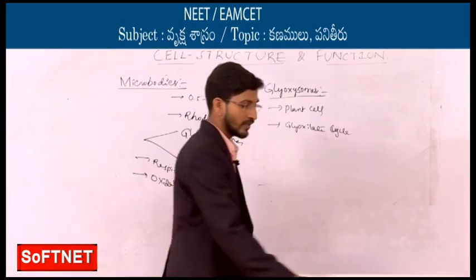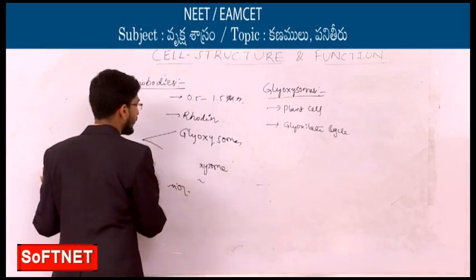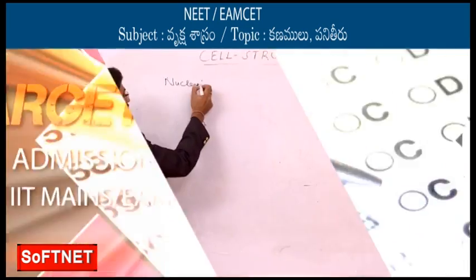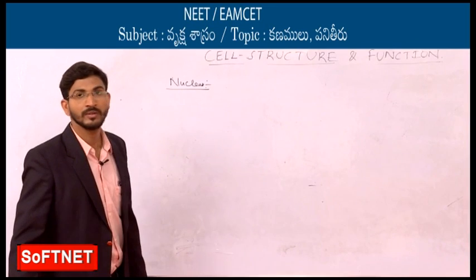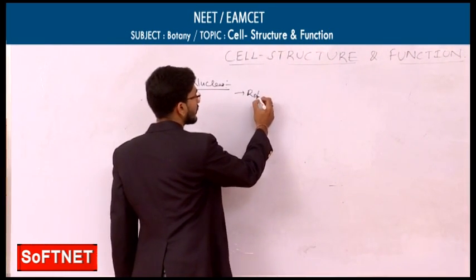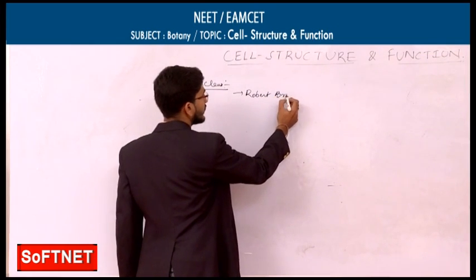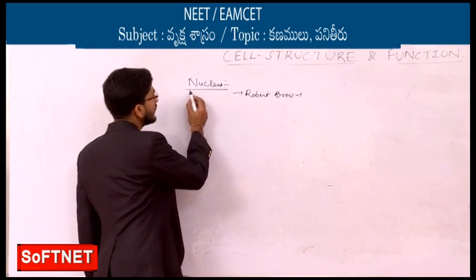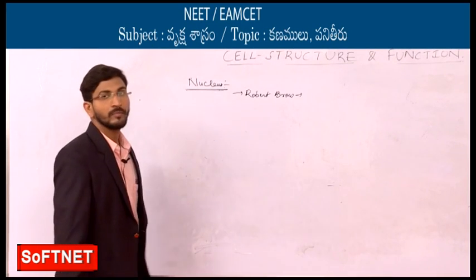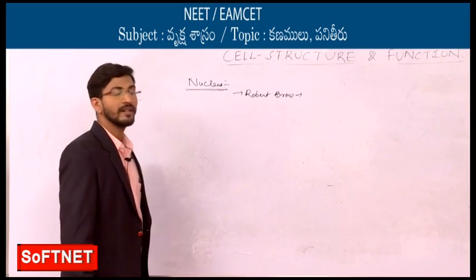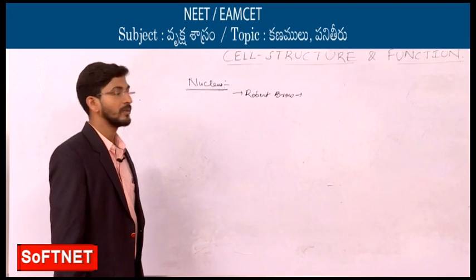Next, the major cell organelle, the last cell organelle, that is nothing but the nucleus. Who discovered this nucleus? As I told you, Robert Brown discovered the nucleus first. This nucleus is generally present in eukaryotic cells. What are the main characteristic features of this nucleus?